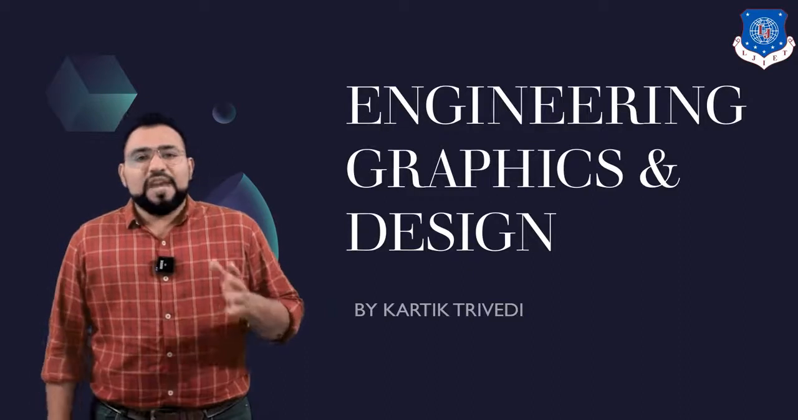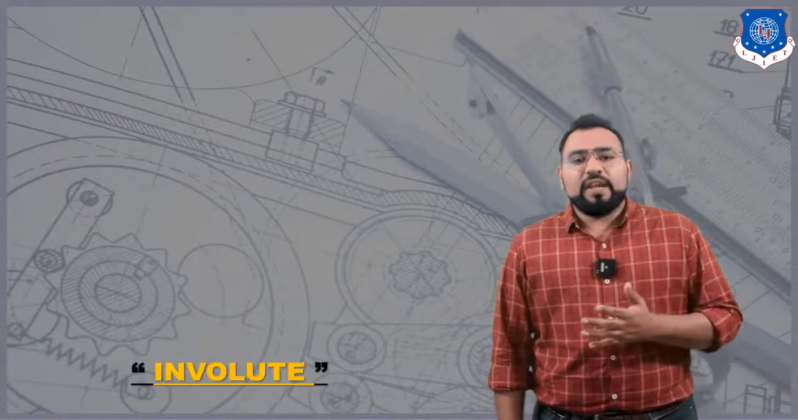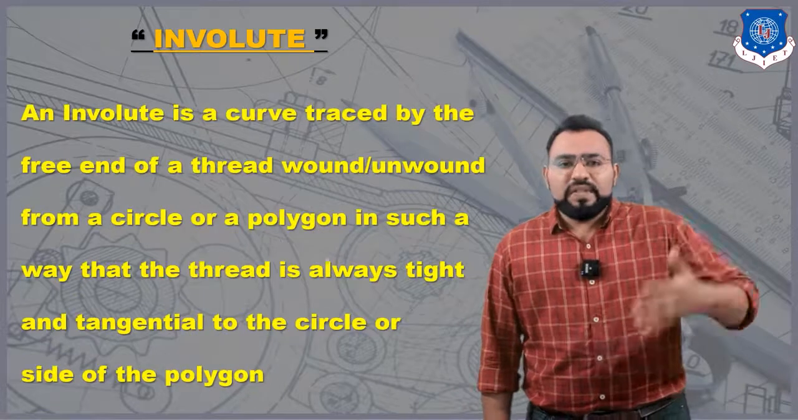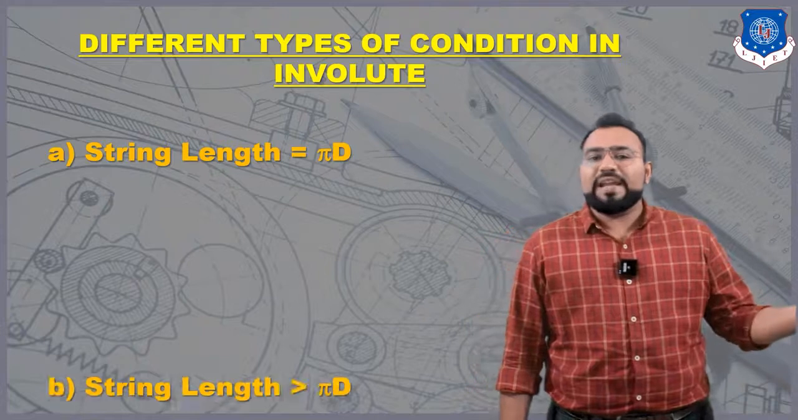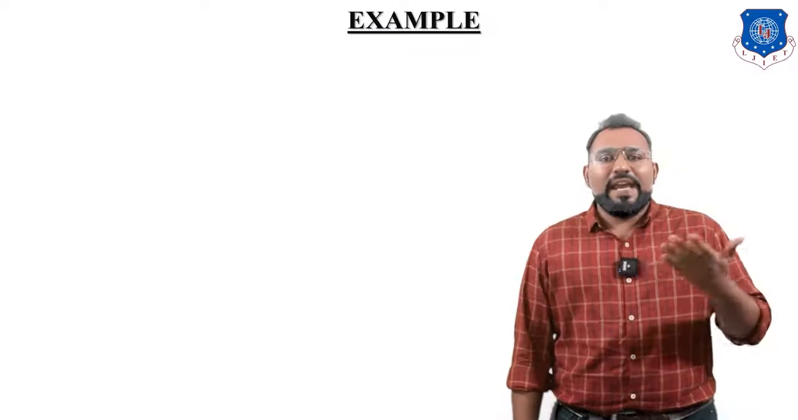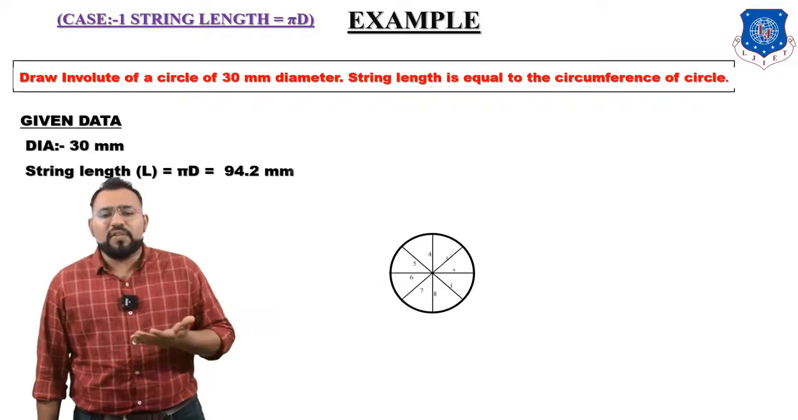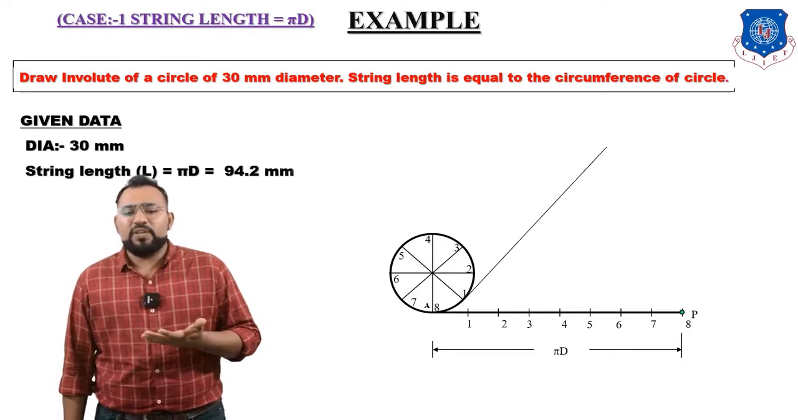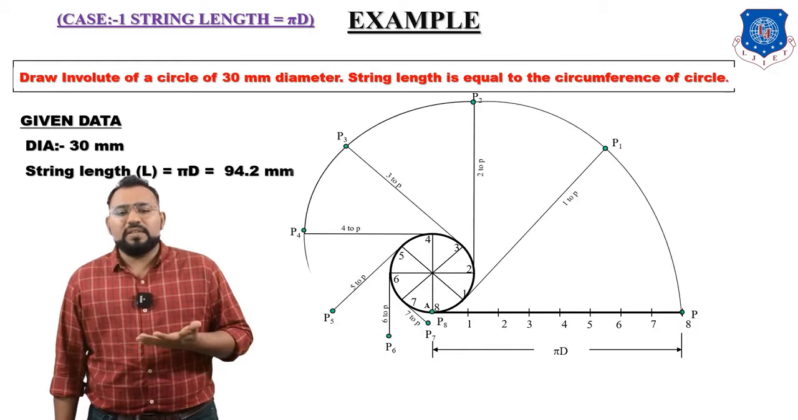So in the last video we have seen different kinds of conditions of involute. Let us quickly recap. We saw the definition of involute, then the different types of condition: string length equal to pi d, string length greater than pi d, and string length less than pi d. And we solved this example, so you can see on your screen very quickly and revise it. This is just an animation so that you can quickly revise what we have done in the last video. Like this we have drawn this involute.